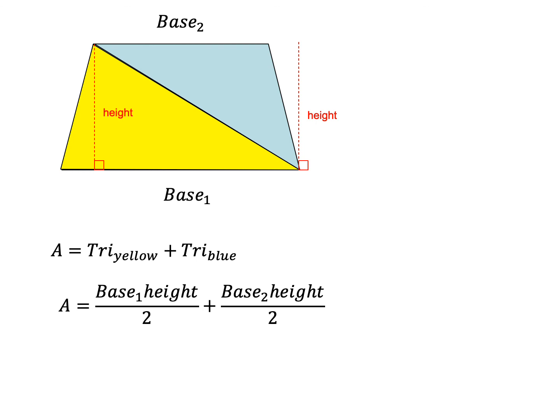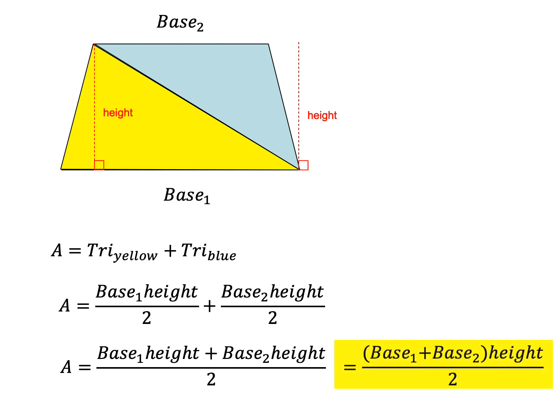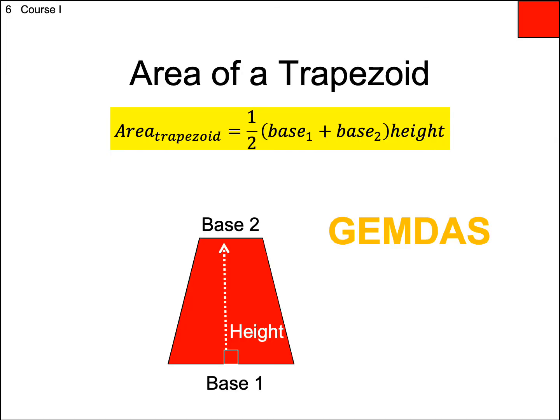What they do is they simply do a little bit of algebra. Notice both of them being multiplied by height. So they combine the two. They got the same common denominator, 2, and then they pull out the height. Okay, so that's why they get base 1 plus base 2. Don't get too hung up on that algebra right there. Just realize this is where the formula comes from. Okay, so we have our formula.